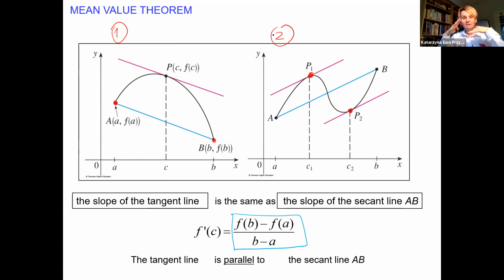We can always find a point where we can draw a tangent, and the tangent will be parallel to the secant. This is the tangent. Parallel means they have the same slope, the same value of the rate of change. And of course, the blue line represents the average rate of change. One of the examples probably could be driving.